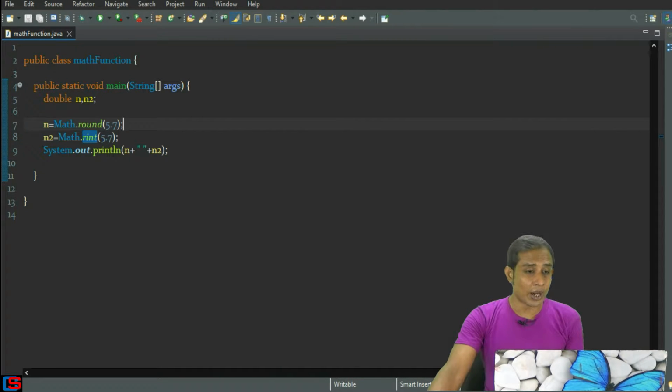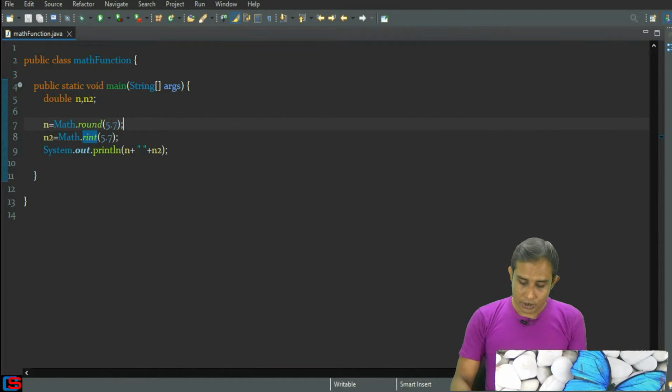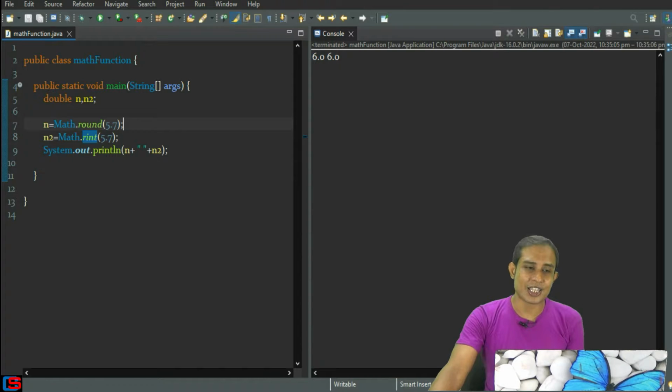Okay, if I round out the number 5.7 and 5.7, both must be 6.0 because the nearest integer values are 5 and 6. As per the mathematical rules, if the fractional part is more than 0.5, then it goes to the next higher value, and for this reason I think it returns 6. So let's see. Yes, both values return 6.